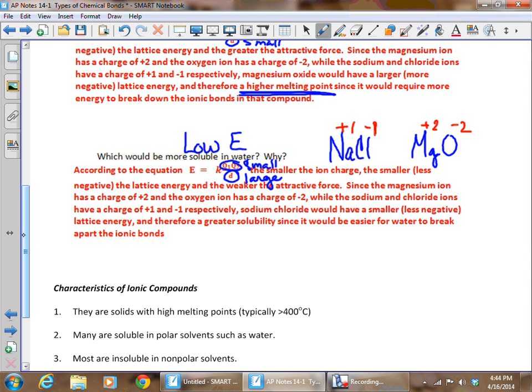So there's your answer. Sodium chloride is going to be held less strongly. It's got a lower charge. It's also bigger, remember. So Coulomb's law says that both of those are going to lead to a lower energy and therefore a more soluble compound. It's going to be easier for water to break it up.